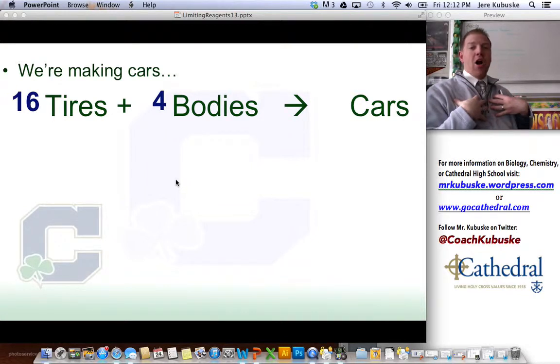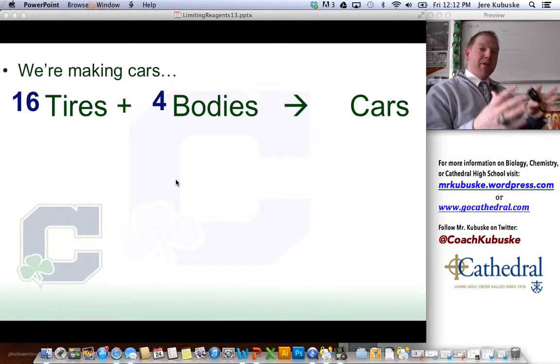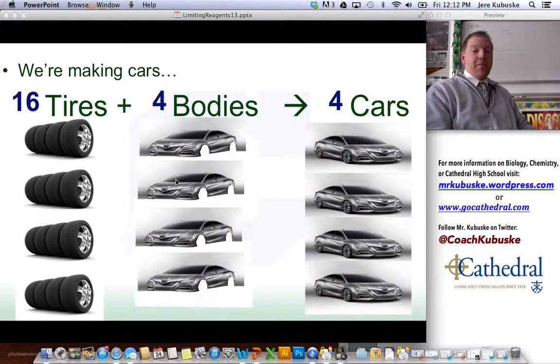Let's say I'm a car manufacturer, and I'm not talking about Chevys and stuff like that. I'm talking about handmade, $250,000 Ferrari, Lamborghini type cars, really nice cars, okay? So I'm not going to make very many of them, but they're going to be really expensive. So I've got 16 tires and I have 4 completed car bodies. How many cars can I complete and roll off the assembly line that day? Well, if I have 16 tires and 4 bodies, I can make 4 cars.